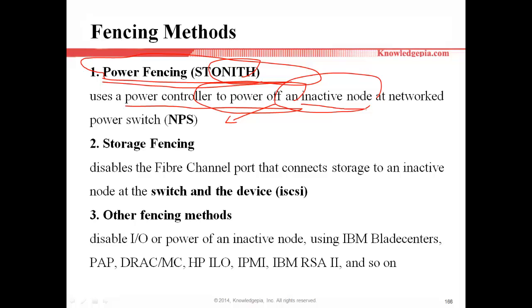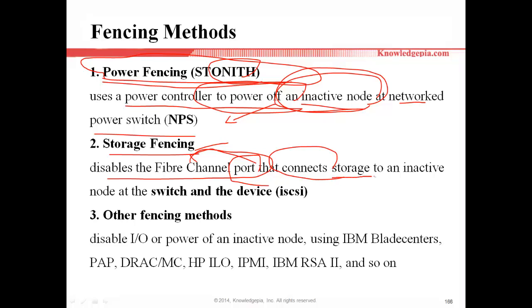So normally the cluster node will be the inactive node from the network power switch. Storage fencing disables the Fibre Channel port. The cluster node is connected to this Fibre Channel switch, to the exact port numbers. So the connection to storage will be the inactive node here, especially a switch or a device like iSCSI.